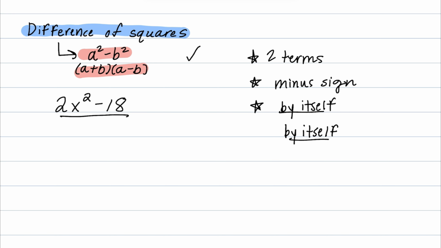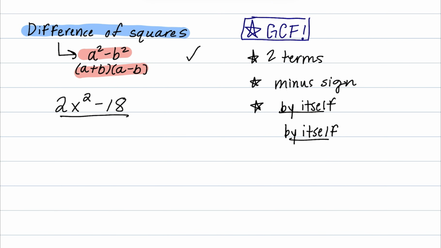Now, here's the trick on this one. Before you do anything, no matter what type of factoring you're doing, whether it's a trinomial, difference of squares, factor by grouping with a polynomial, you always want to check for a greatest common factor first.